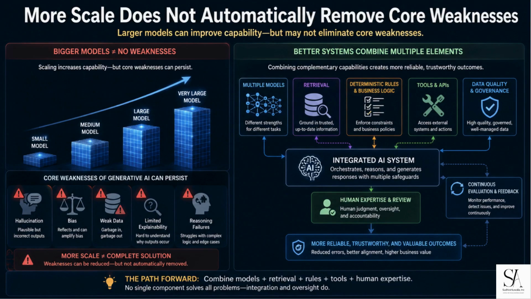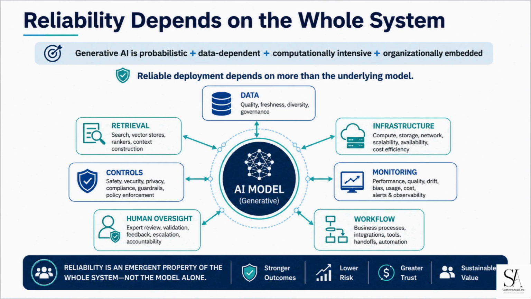The 14th operational limit is the assumption that increasing model scale will automatically solve the remaining weaknesses. Larger models and greater computing resources have produced major improvements in capability, but more scale does not necessarily eliminate hallucination, bias, limited explanation, data problems, or every form of reasoning failure.